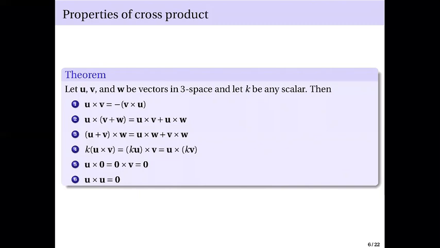It's very different from the dot product or the usual multiplication. This tells us that the cross product is not commutative. You can't just interchange them. Question so far?